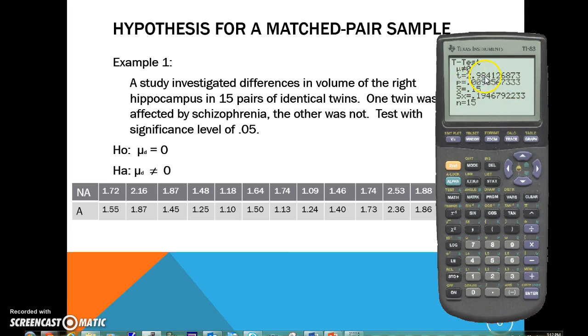Okay, so there's my test statistic, and there's my p-value, 0.0098. So it looks like we are going to fail to reject here. No, that's incorrect. We're going to reject the null hypothesis because this number is less than 5%. Okay, so what that means then is that we are going to accept the alternative, meaning that they do have different sized hippocampuses, they being the twins.